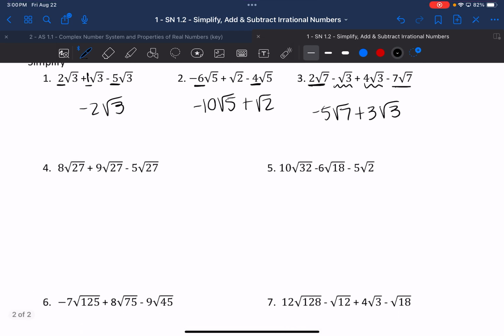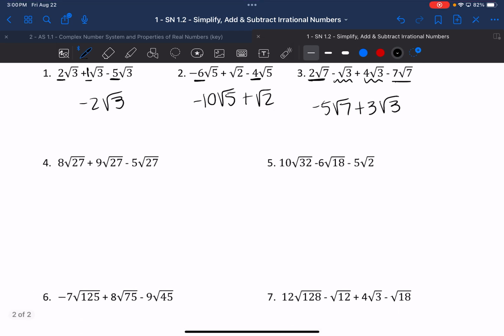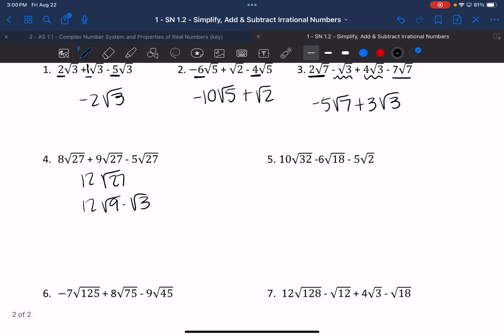Okay. Number 4. On number 4, those are all the same, right? So let's combine. 8 plus 9, 17, minus 5, 12. So this is 12 root 27. Now 27 is pretty big. We could probably simplify that, right? What could I rewrite root 27 as? Good. So this would be like this. And what's the square root of 9? And 3 times 12 is nice.